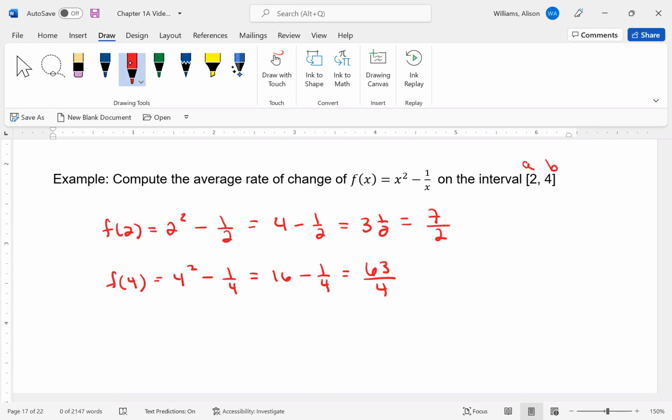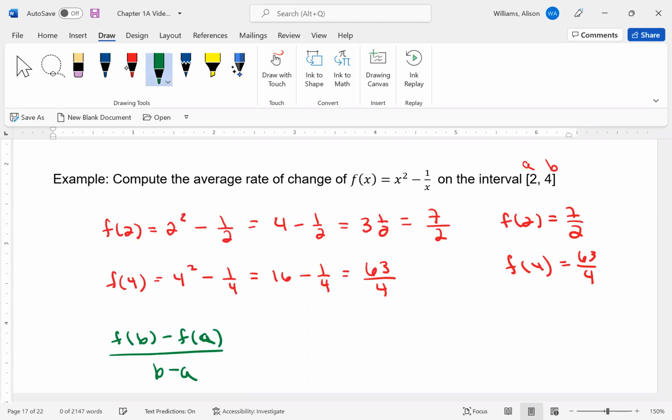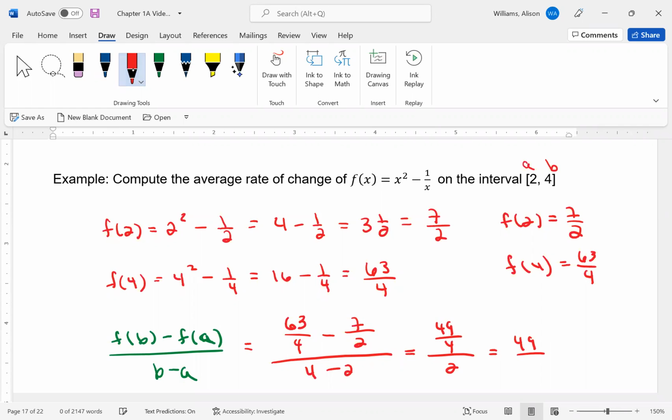Okay, so here's our ordered pairs though. Basically, we found f of 2 is 7/2, and f of 4 is 63/4. And according to the formula we had above, f of b minus f of a over b minus a. So in our problem, we're treating 4 as the b, right? So 63/4 minus 7/2 over 4 minus 2. So 63/4 minus 7/2 actually comes out to 49/4 divided by 2, which is going to be 49/8.